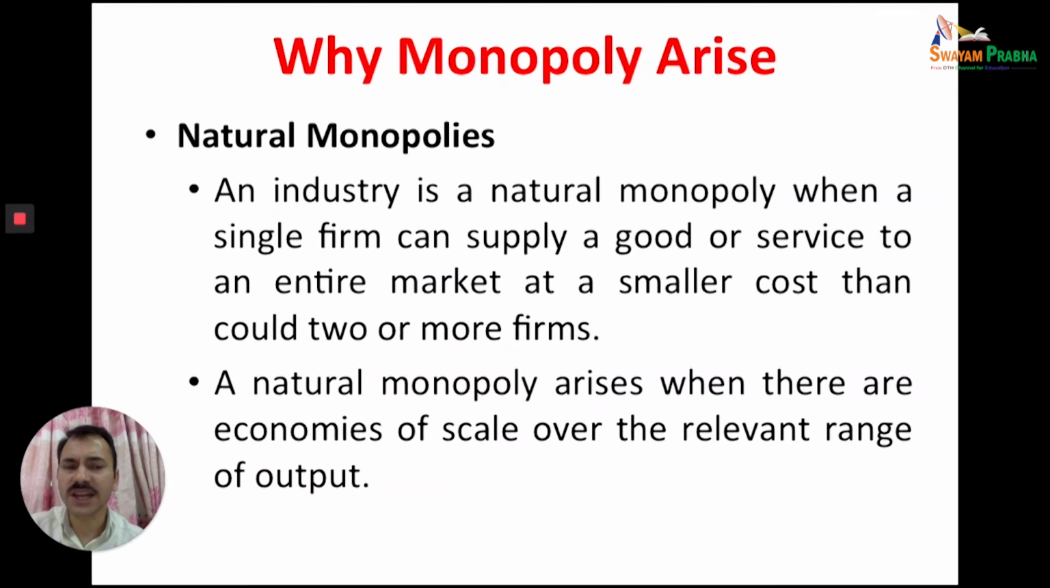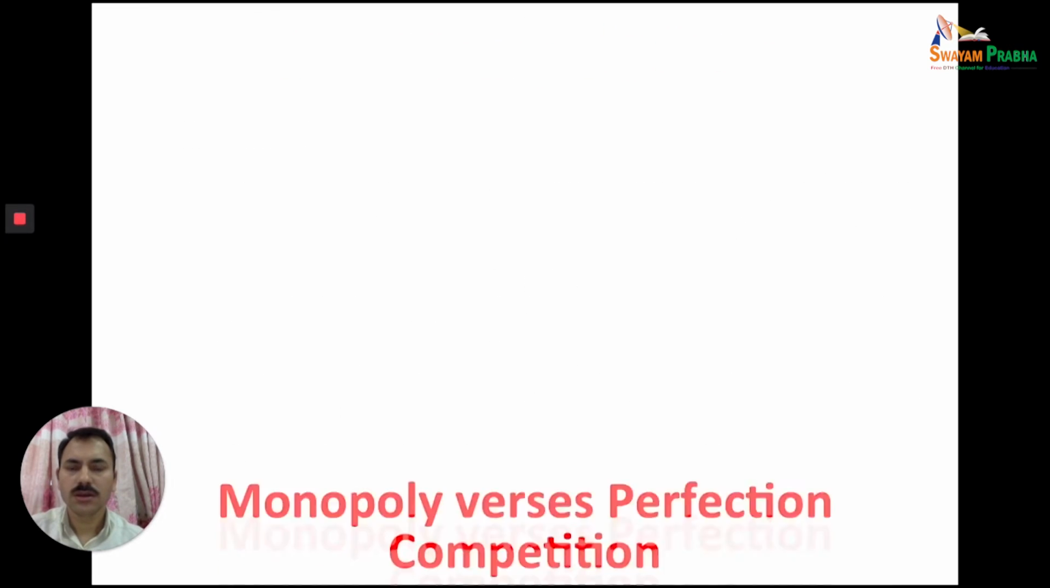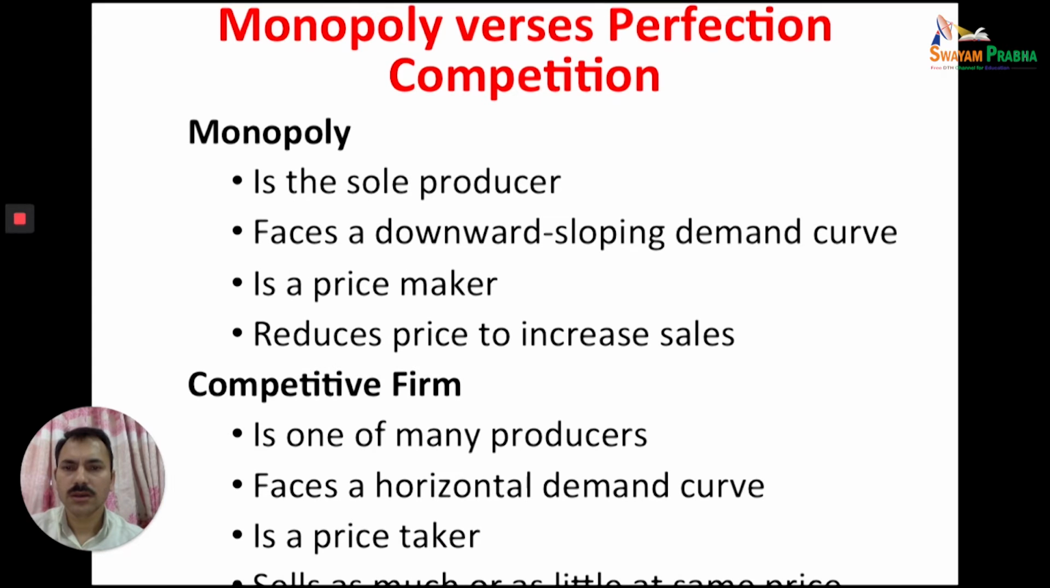A natural monopoly arises when there are economies of scale over the relevant range of output. With economies of scale, you can produce large quantities at lower cost, so your own expansion in the market is very high.